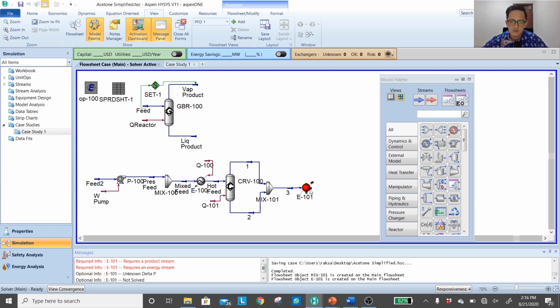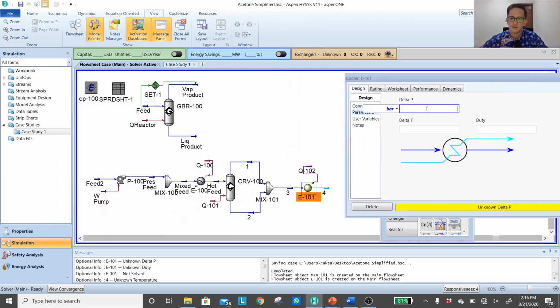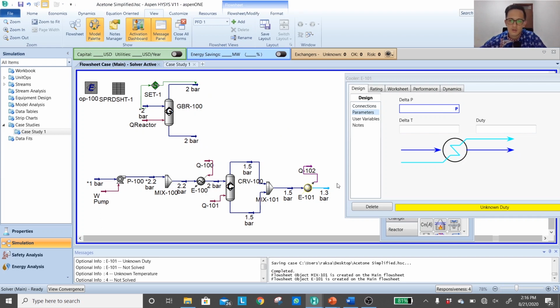Okay, just press Control. While you link all these streams together, you want to convert it the old way, the traditional way, I guess. So now double click on the cooler, unknown delta P, so let's give another 0.2 bar. Okay, check the pressure profile. Yes, that's still doable because we still have positive pressure.